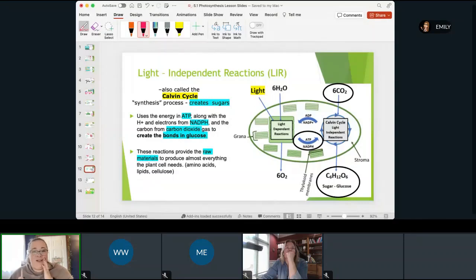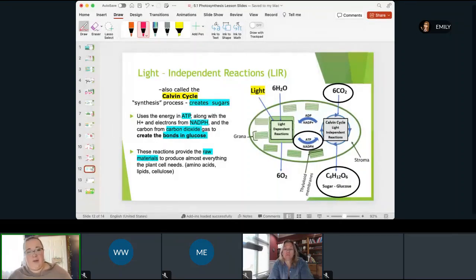Why do we care about photosynthesis, Mrs. Stauffer? Because it produces the raw materials that produce almost everything else that a plant cell needs. It produces amino acids, it works in lipids, it's a part of cellulose, which makes up the cell wall of plants. And we already talked about how plants are super important. And some of us eat plants as food. I mean, I hope all of you eat some type of plant, but really important.